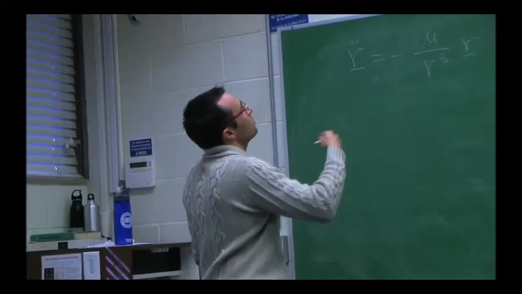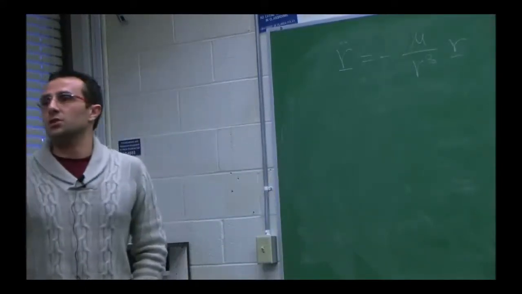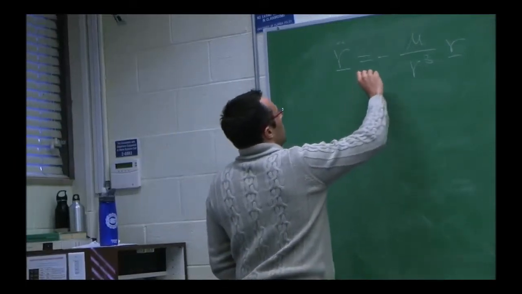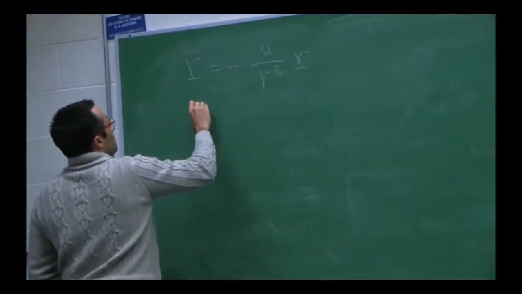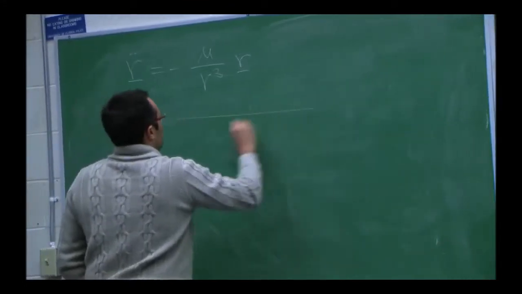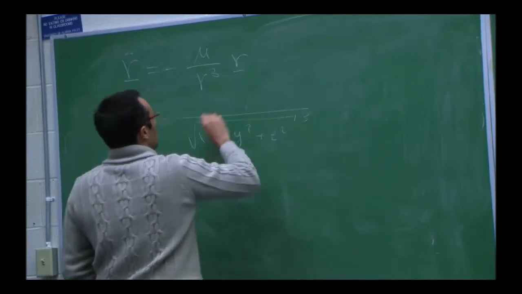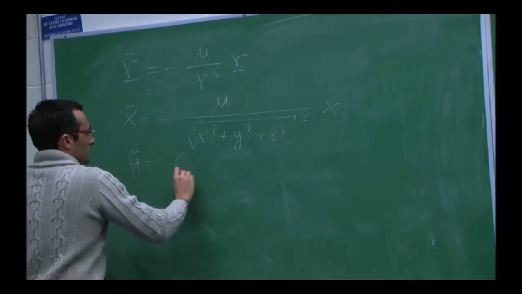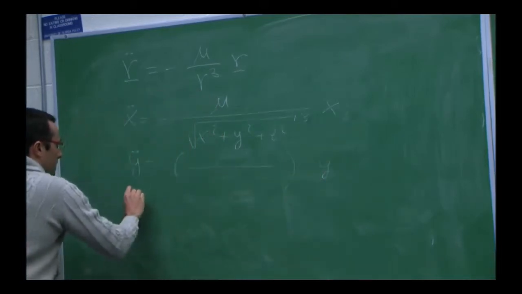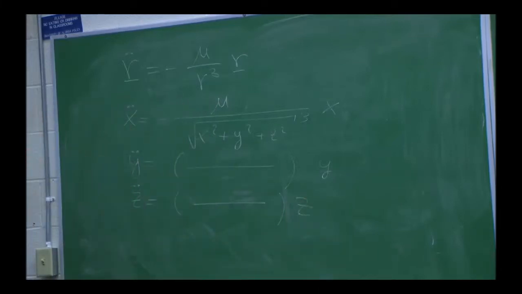So I went a little too fast, and I just want to show you why the function, the relative acceleration, is structured that way, where that structure is coming from. So this is the equation we have in Cartesian coordinates. This differential equation is equivalent to x double dot equals minus mu over the square root of x squared plus y squared plus z squared, cubed, times x. And then you have a very similar equation for y double dot, where this part is the same, and then you have y. And for z double dot, this part is the same, and then you have z. Okay? So these are the three equations that we're trying to integrate, second order differential equations.